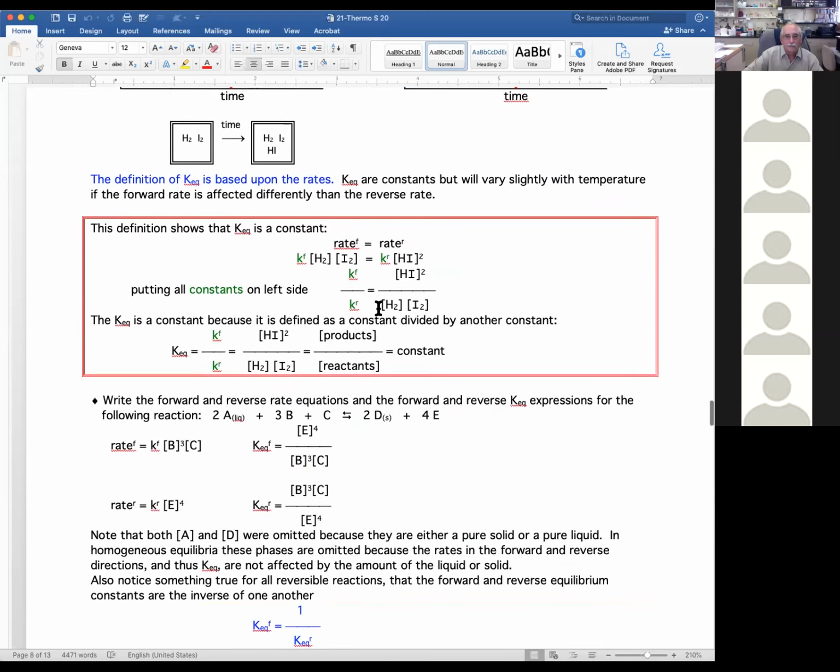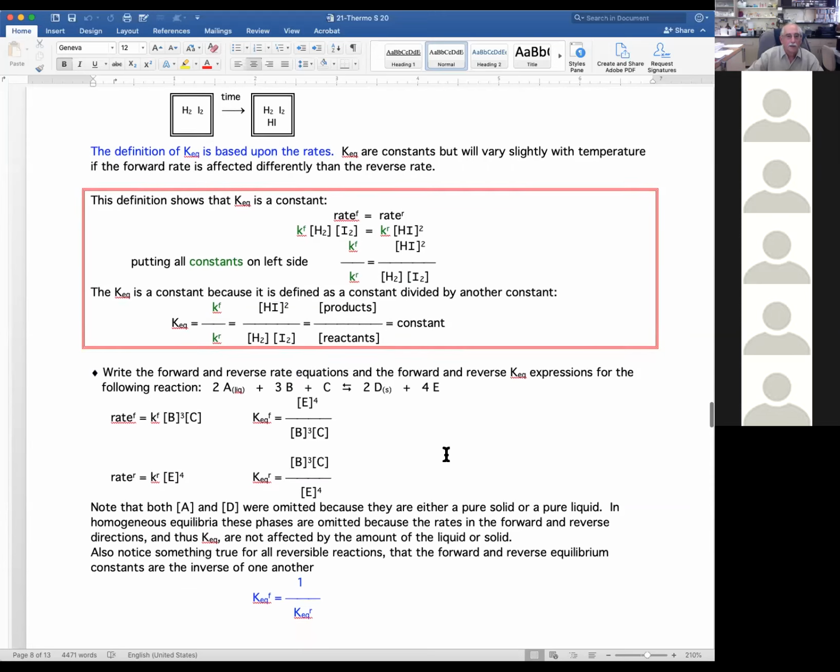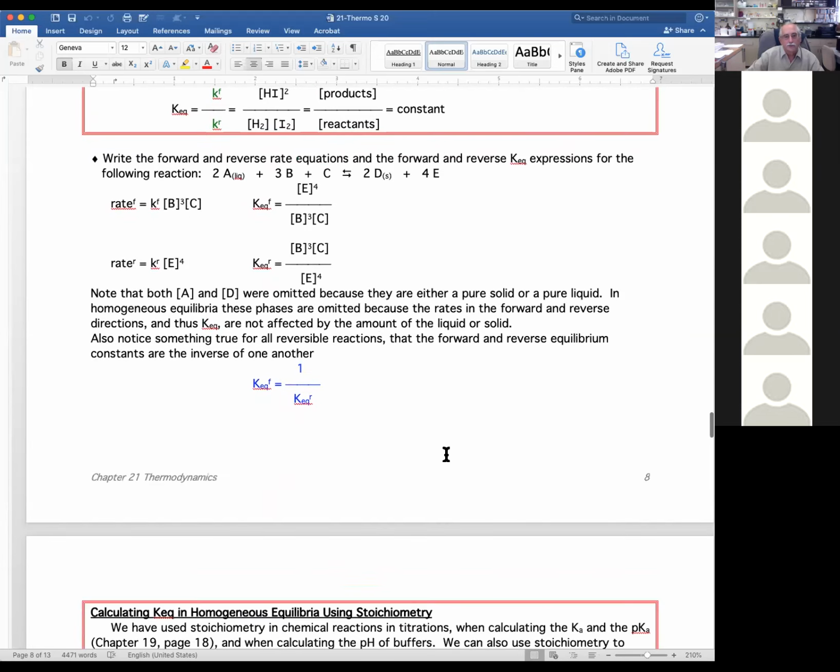I use that definition to show you how the equilibrium constant is really described: it is the relationship between the different rate constants. A constant divided by a constant is a constant. Here I'm just showing you that the equilibrium constant in the forward direction is the inverse of that in the reverse direction.